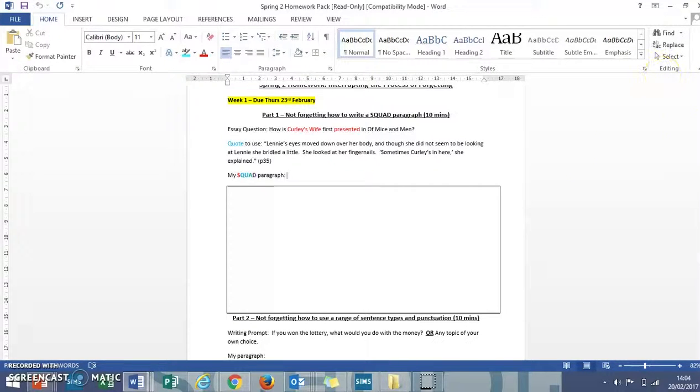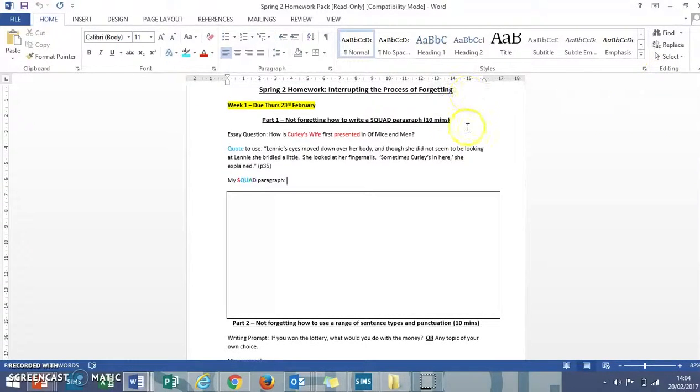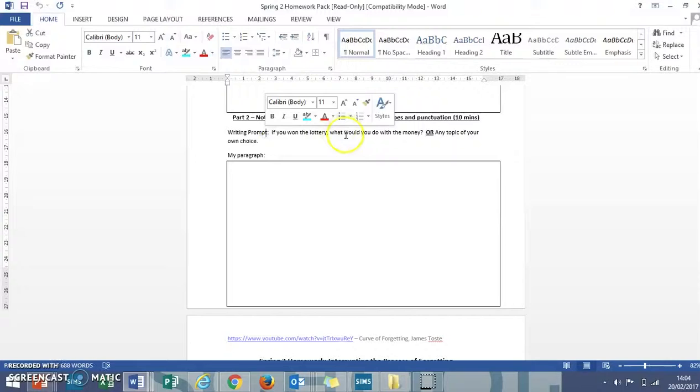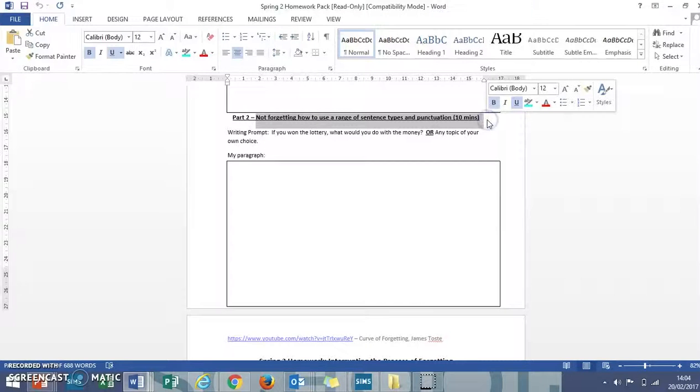Now, our homework each week is going to look the same. So there's two parts. The first part is practicing and not forgetting how to write a squad paragraph. This should take you about 10 minutes. And then the second part is a writing prompt, where we're going to be practicing not forgetting how to use a range of sentence types: simple, compound, complex, and all our different punctuation.